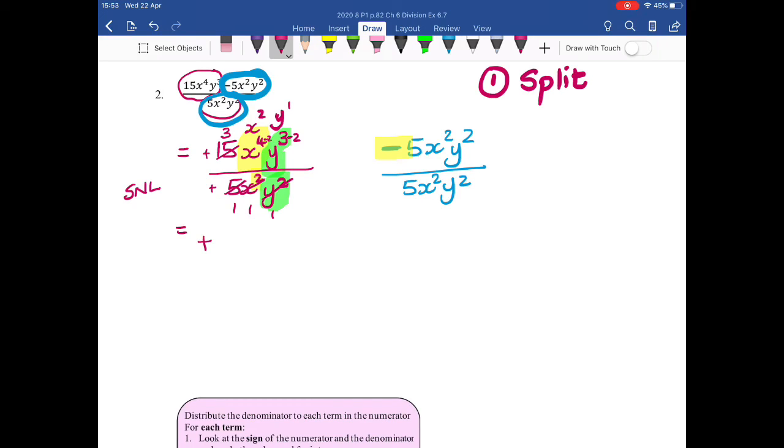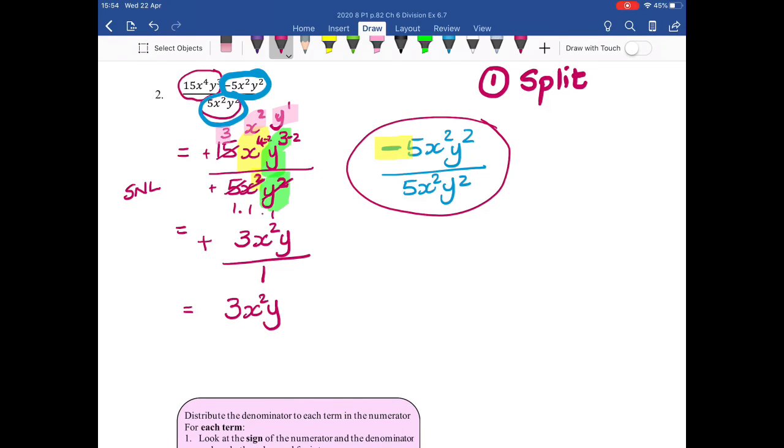Right, now I simplify. So at the top you will see I have got 3x squared y. So that is what I write down. So I'm going to sort out what looks like a bit of a mess. 3x squared y. At the bottom, I've got 1 times 1 times 1, which is 1. And that would be 3x squared y. So now I've done the first part. Now I'm going to look at this part. This is my second part.